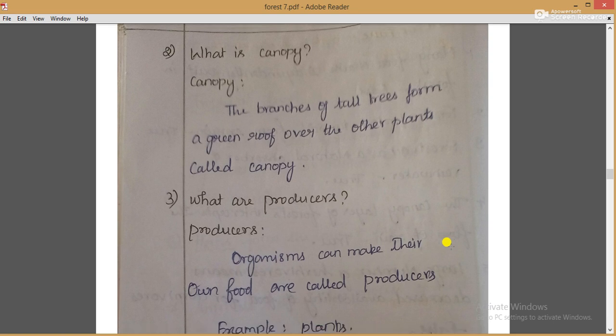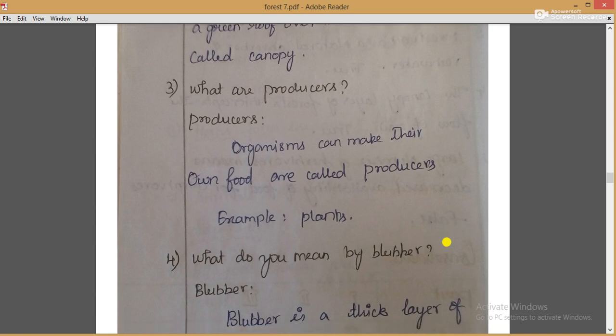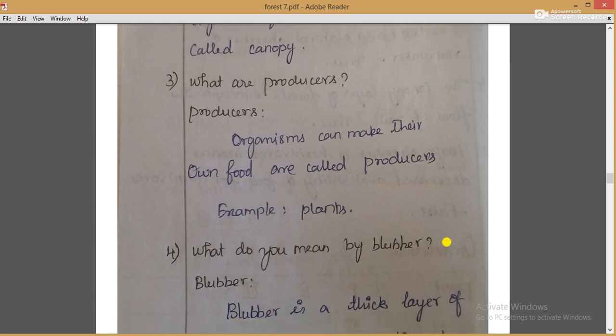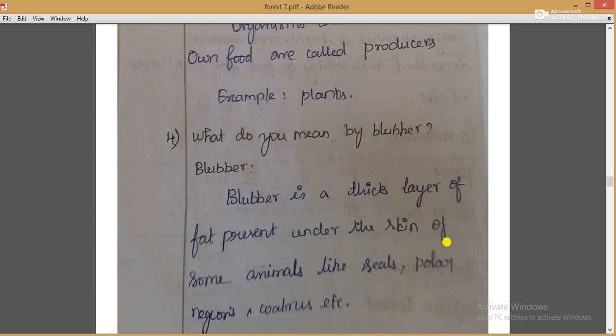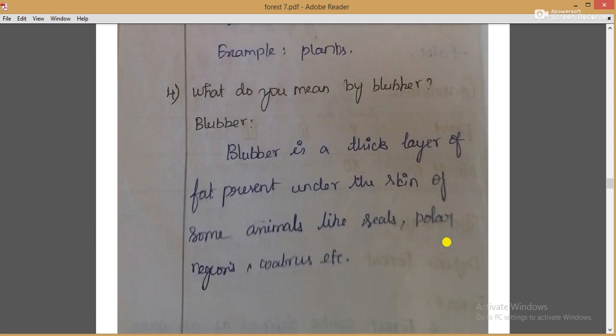Then what are producers? The organisms that can make their own food are called producers. For example, plants. Plants are also called producers. The other one is autotrophic nutrition. Then what do you mean by blubber?